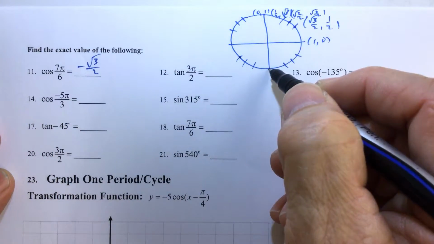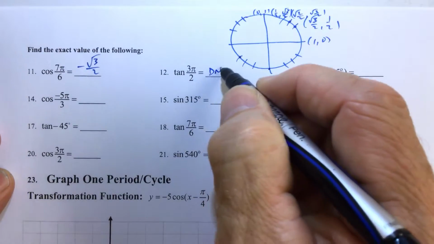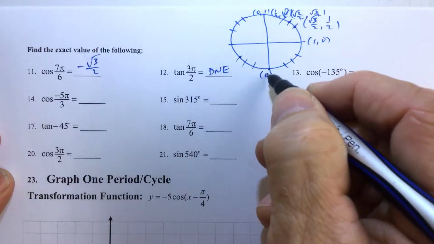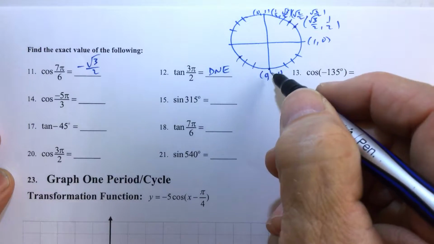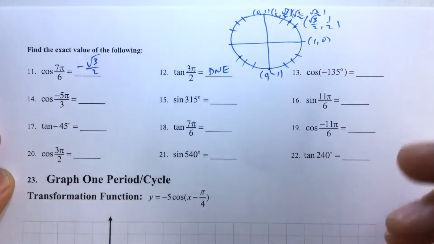Tangent of 3 pi over 2 is the slope of the line that goes through those 2 points, and that does not exist. That's 0, negative 1. Negative 1 divided by 0 does not exist, since y over x is the tangent. So we get does not exist.